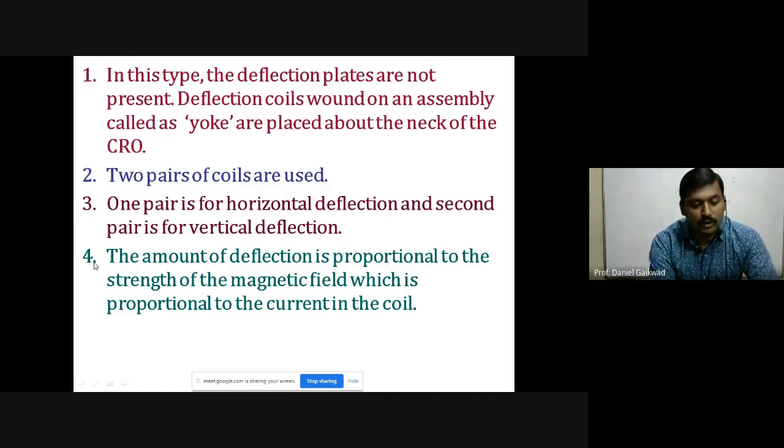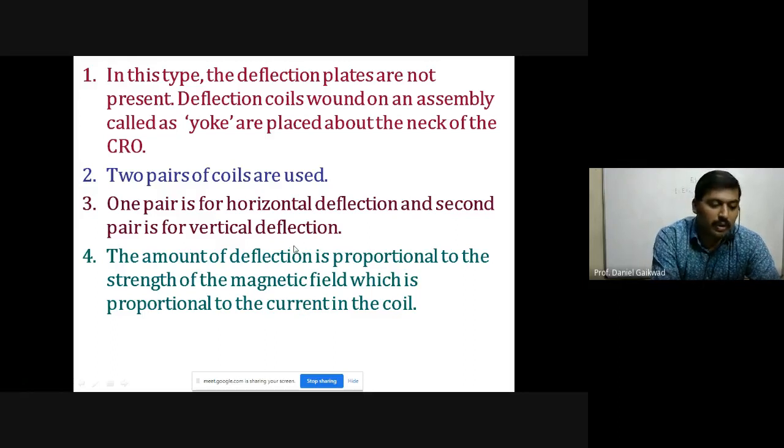And number fourth point, the amount of deflection is proportional to the strength of the magnetic field, which is proportional to the current in the coil. So check carefully, we have a very simple understanding of how much the electron beam deflects. The deflection depends upon the strength of the magnetic field. Now the magnetic field is produced by current, so indirectly, the amount of deflection is proportional to the current in the coil.